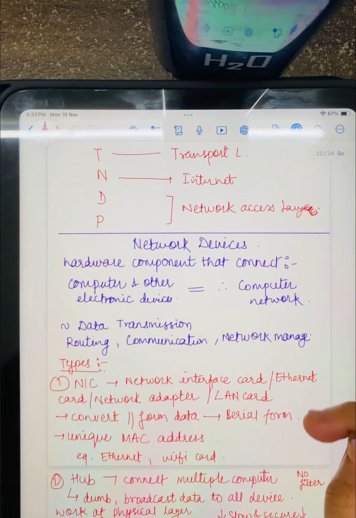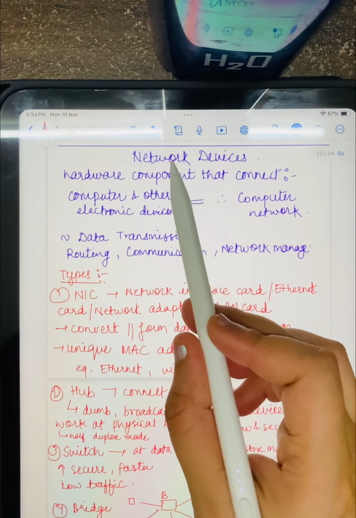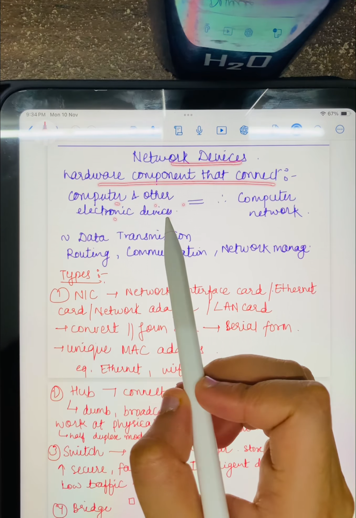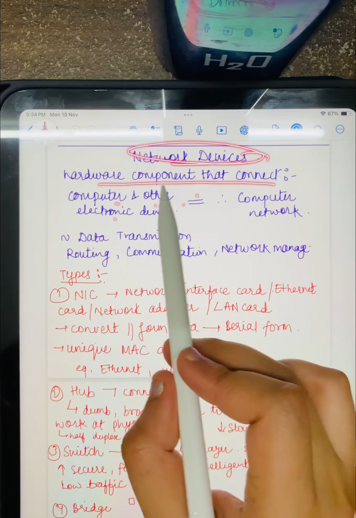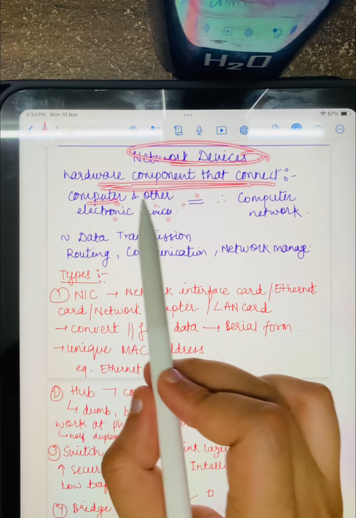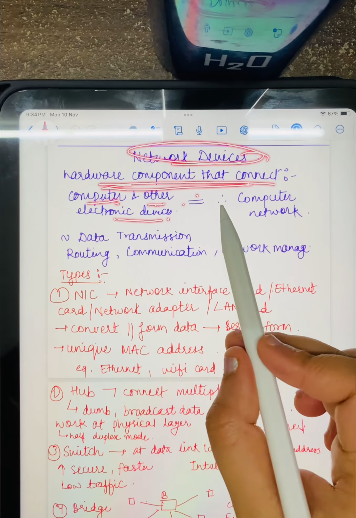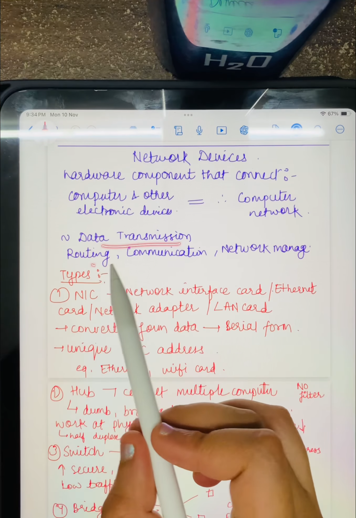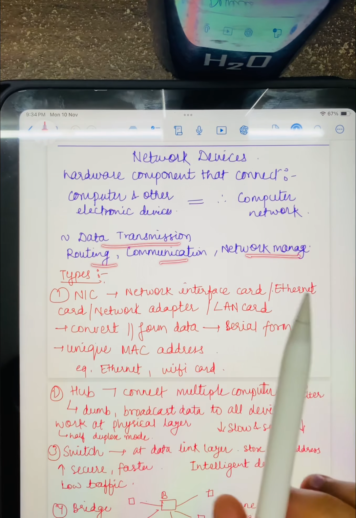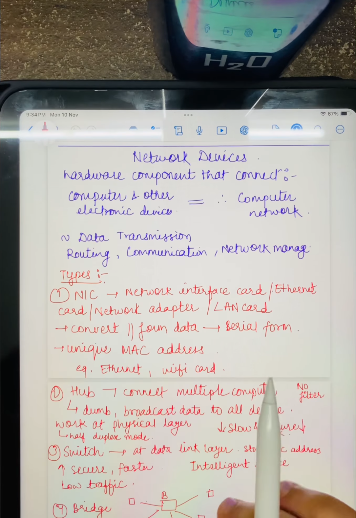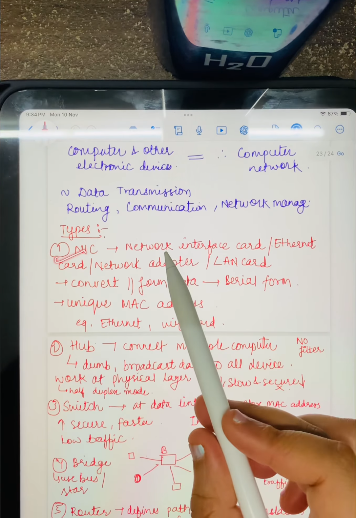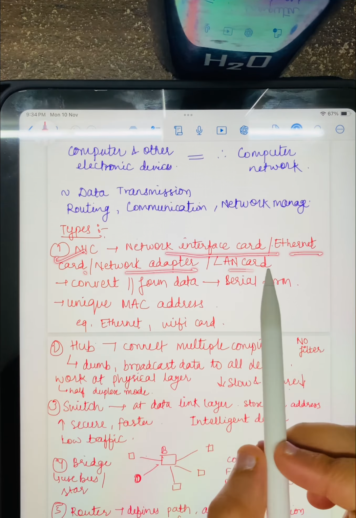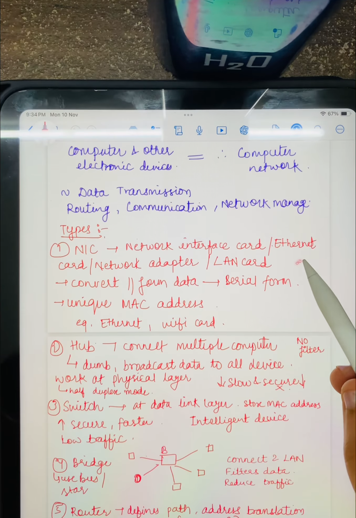Yeah. So let's see network devices. What are network devices? These are the hardware components that connect computer and other electronic devices, therefore called computer network. Fine. Data transmission, routing, communication, network management. These are the functions of network devices. Types are NIC, network interface card, Ethernet card, या network adapter, LAN card. These are other names of it.